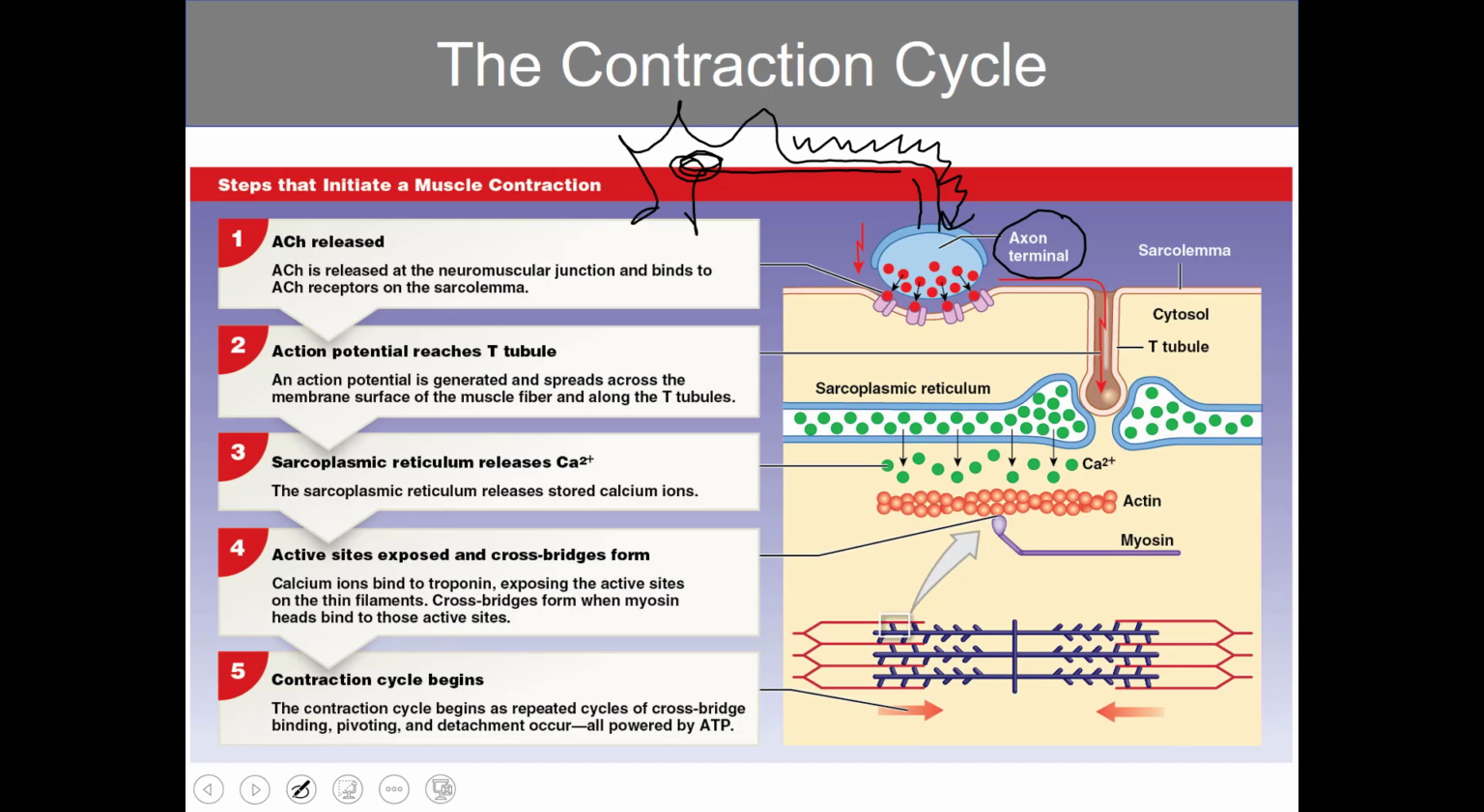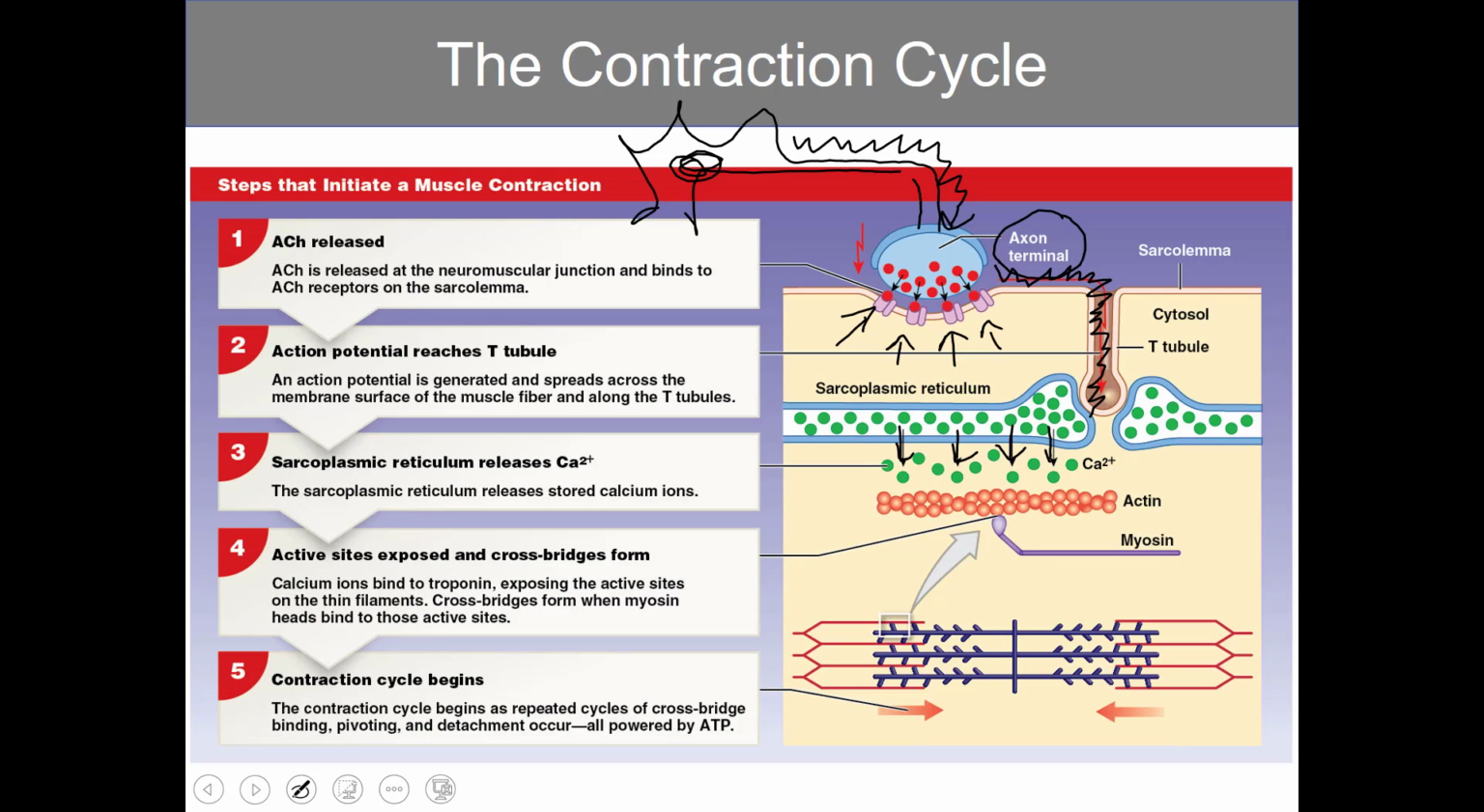Acetylcholine is going to diffuse across the synaptic cleft. It's going to bind its receptor on the motor end plate. These receptors are sodium ion channels. As acetylcholine binds, these channels open, sodium floods in, and it leads to the generation of another action potential. And we can see that here, traveling along the sarcolemma, down the T-tubule, causing the release of calcium at the triad.